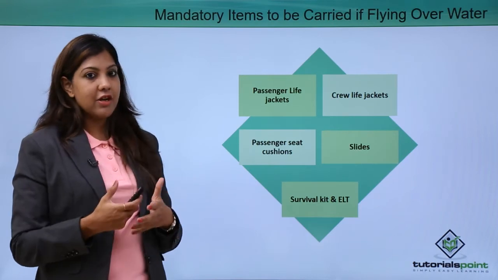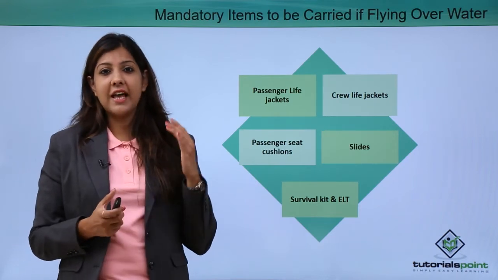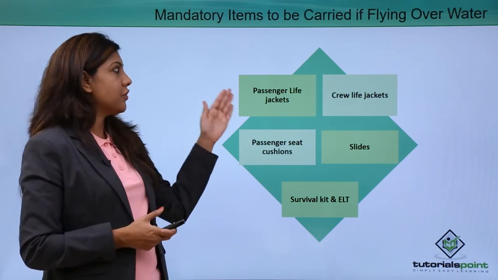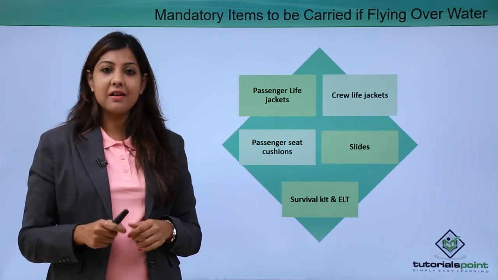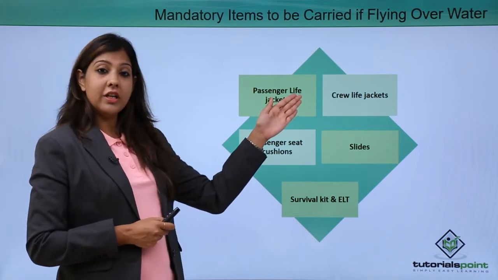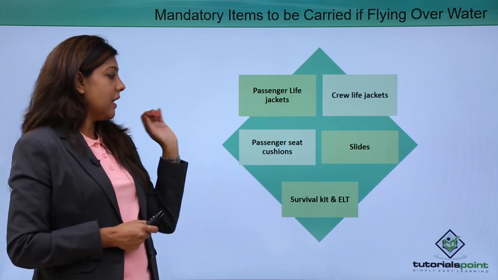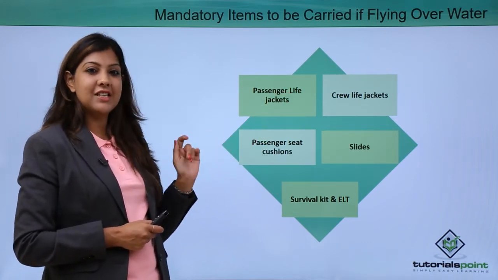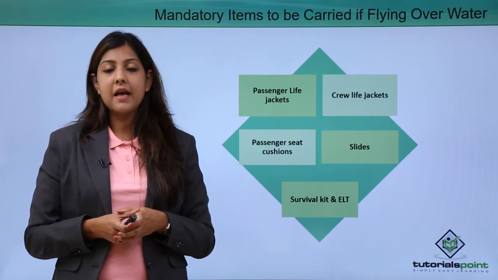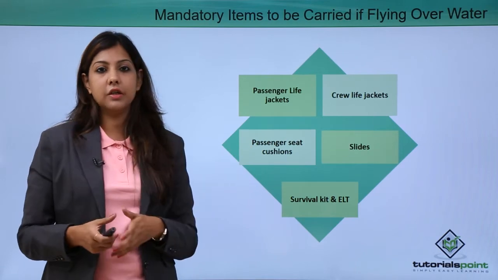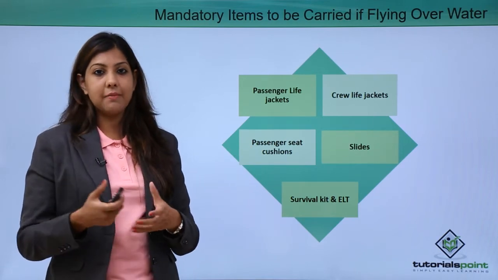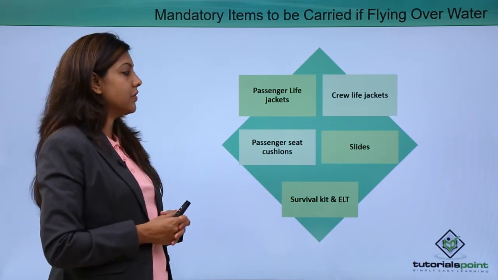A certain mandatory requirement for any aircraft which is flying over water is that you need to have passenger life jackets. For each and every passenger, the life jacket is under their seat. The crew needs to have life jackets, definitely. Passengers need to have seat cushions. Now, in certain airlines, they don't have life jackets, but they use passenger seat cushions as a flotation device. So that can be one of the things which can be used.